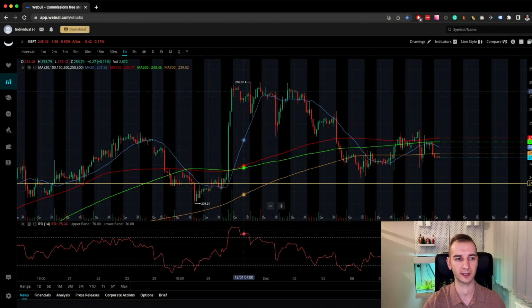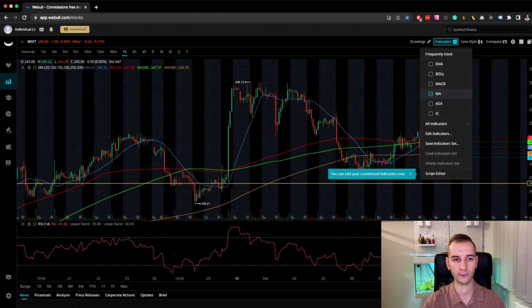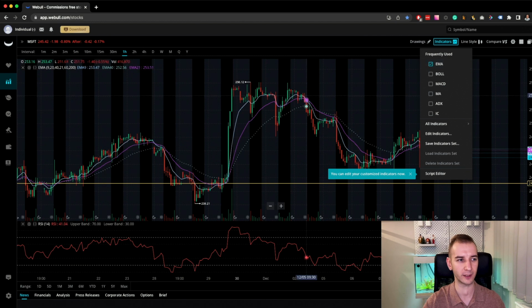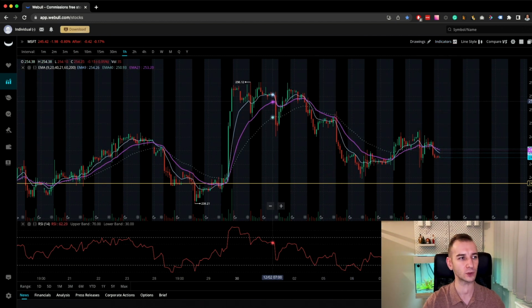I would definitely recommend that you try out different types of structures, different types of moving averages to identify which ones make the most sense for the stock that you're watching, for the strategy that you're using. I'm gonna turn off my moving averages and activate my exponential ones because I want to show you guys the setup here as well. So first off, I'm using a 9 and 21 crossover for whenever I would like to trade really short term.